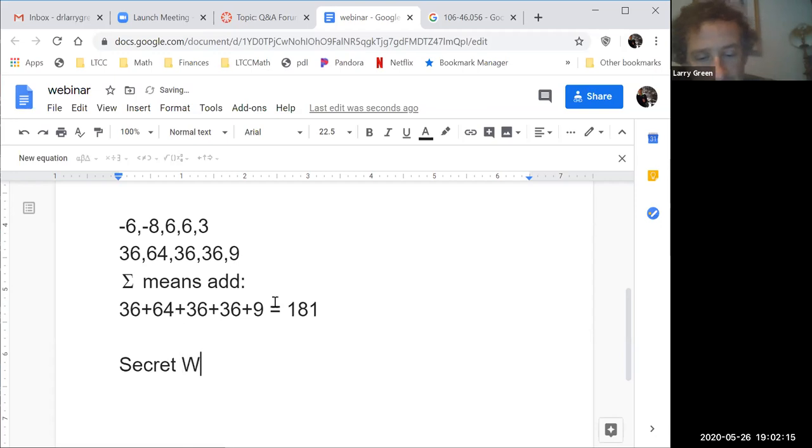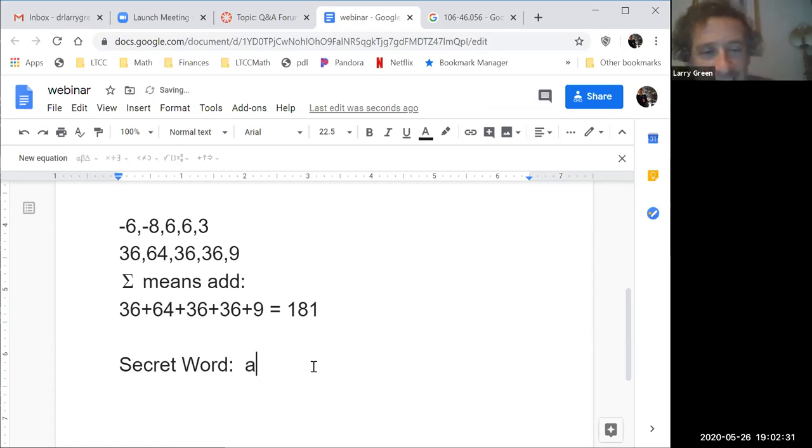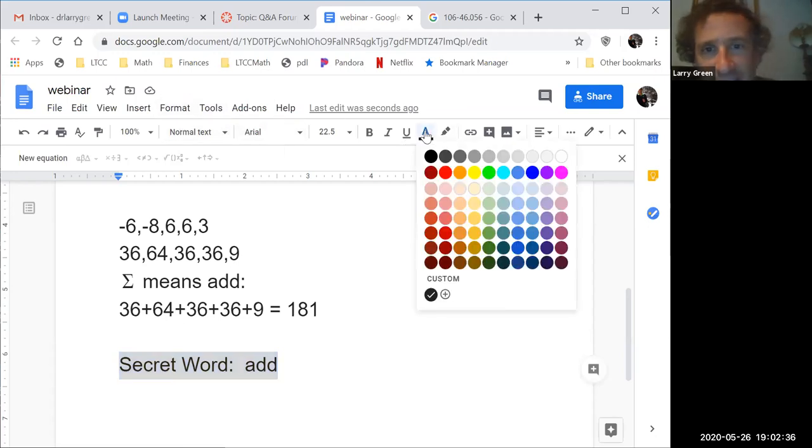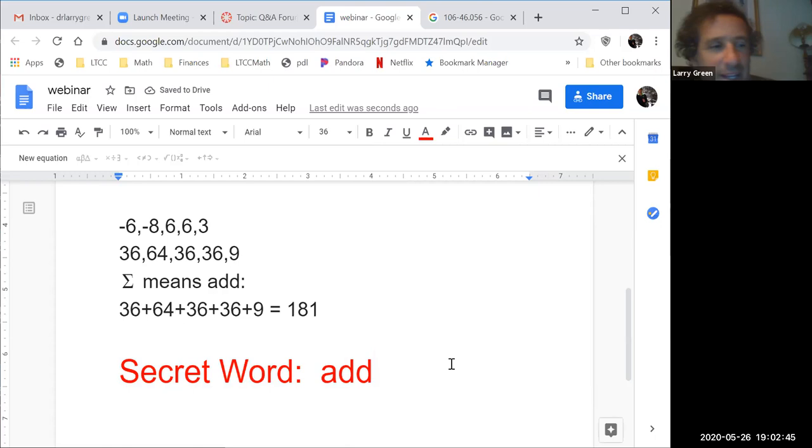Secret word. So what does that capital sigma sign mean again? Add. Oopsie doopsie. The secret word is add. Okay, because that's what sigma means. It means add. The secret word is actually written twice on this page, so it's that important.